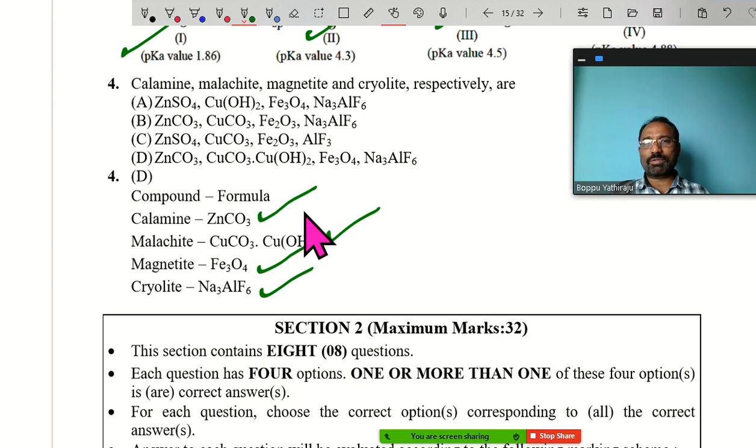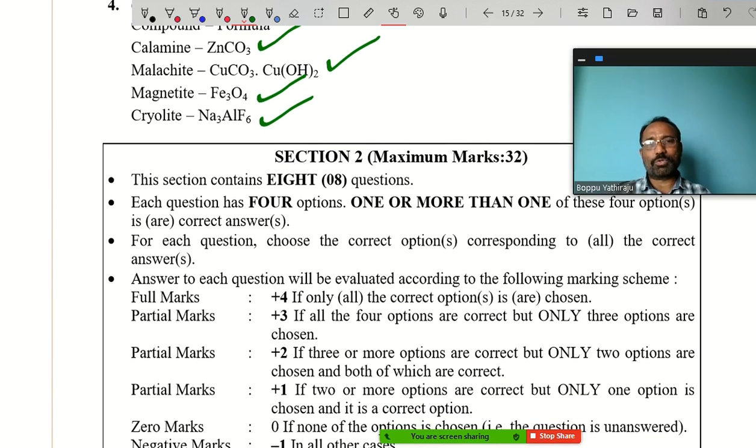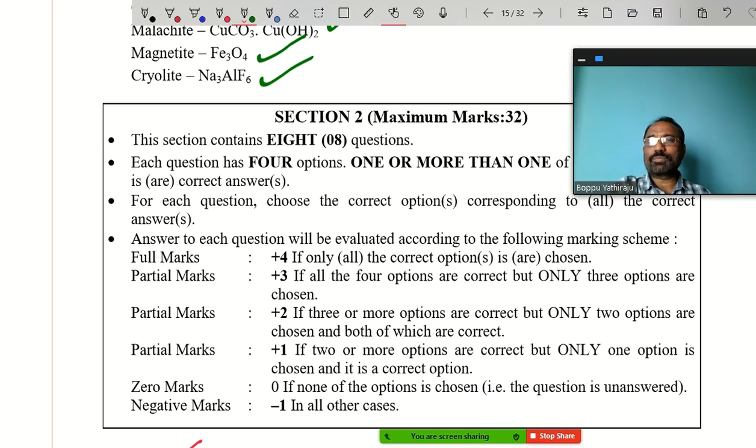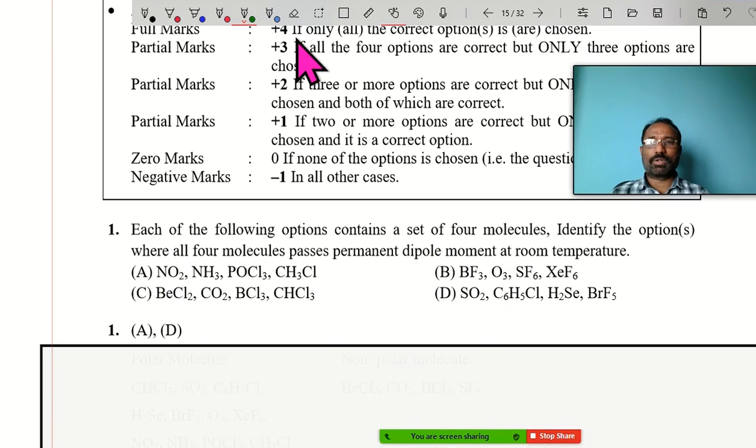What is the correct combination? The correct combination is D. Therefore the right answer is D. So this is section 1. Now we go to section 2. It consists of 8 questions where multiple options are right. So here there are full marks and partial marks. Just read the instructions of section 2. I will explain. Now you observe section 2.